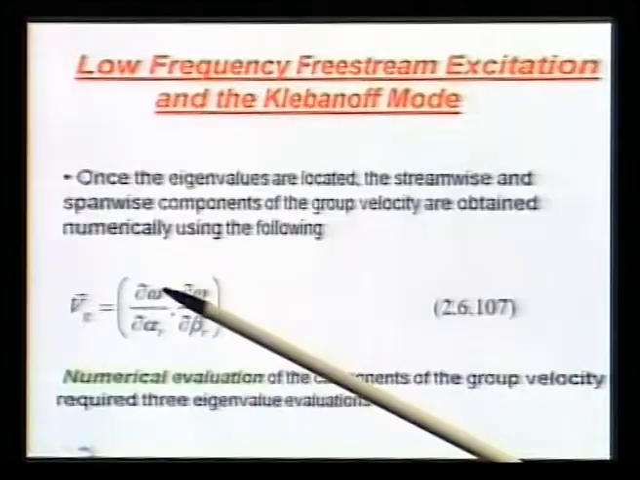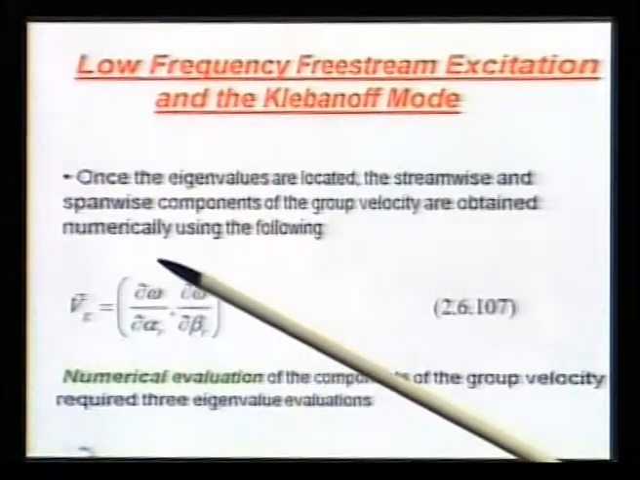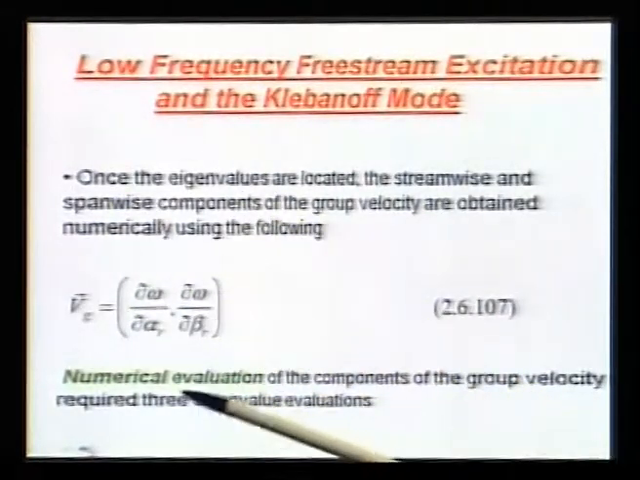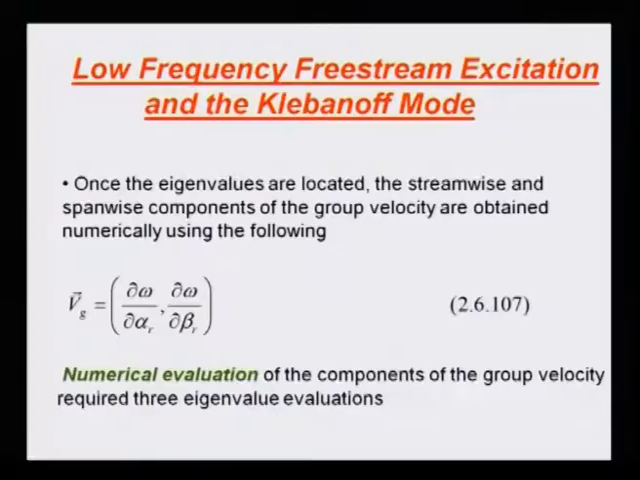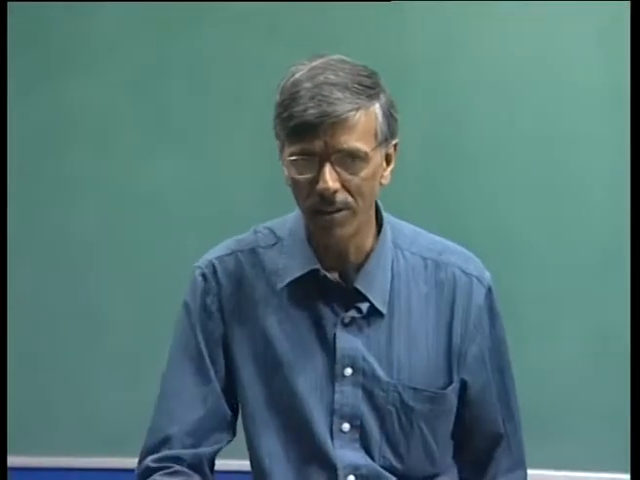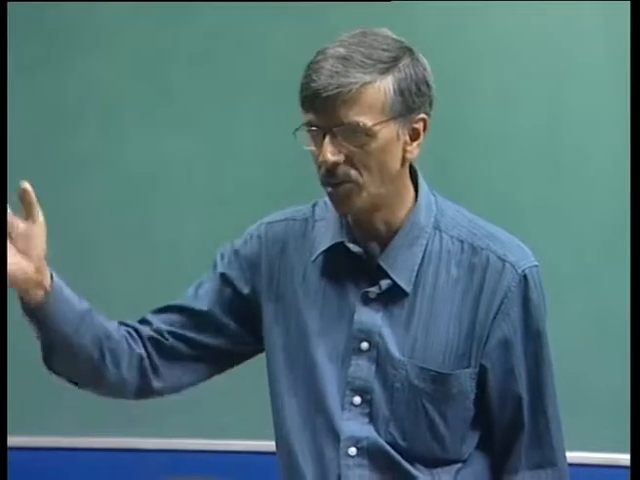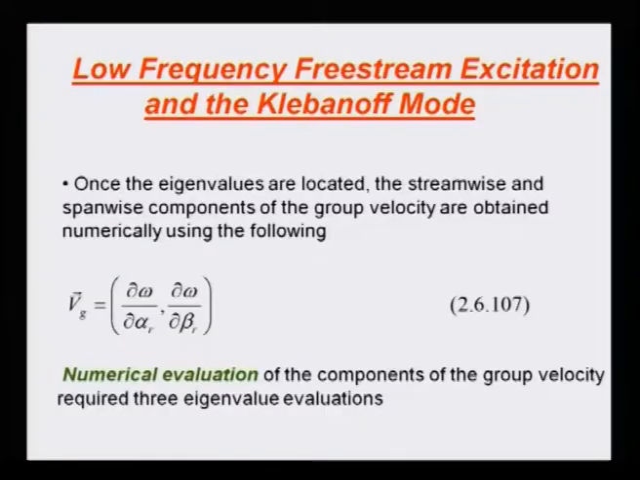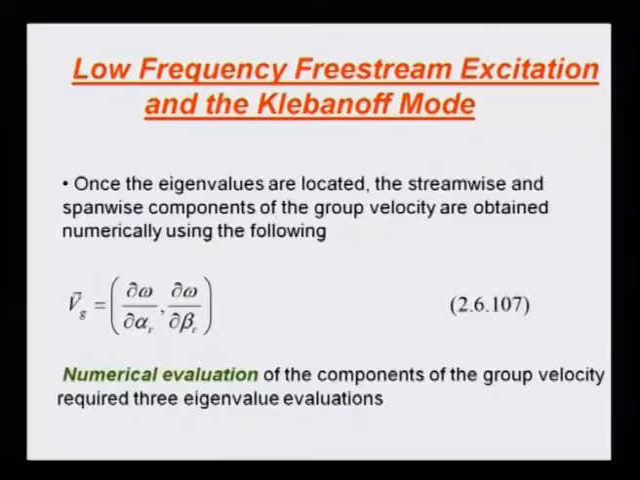What I could do is change omega naught to omega naught plus d omega. So, the numerator I can get, and I can correspondingly find out what is happening to my delta alpha r and delta beta r. Delta alpha r would come from your eigenvalue evaluation. What about delta beta r? Well, we have those discrete values of beta: beta naught, 2 beta naught, 3 beta naught. So, that is your delta beta. So, we can actually numerically evaluate this V g, and that is what is done.